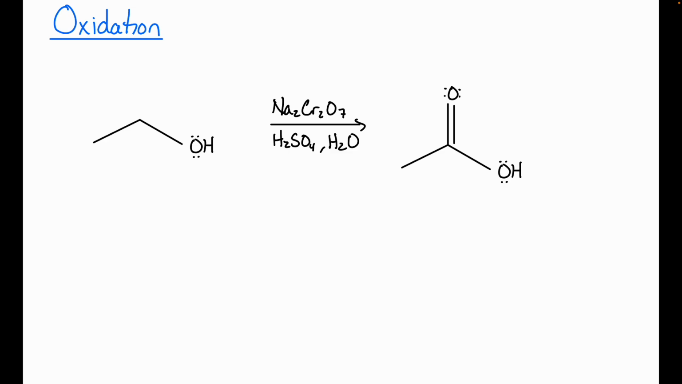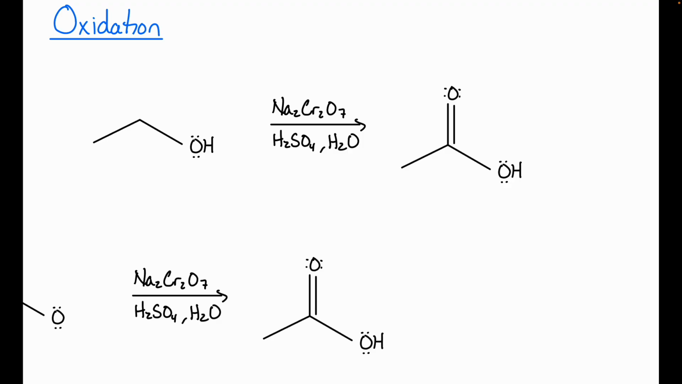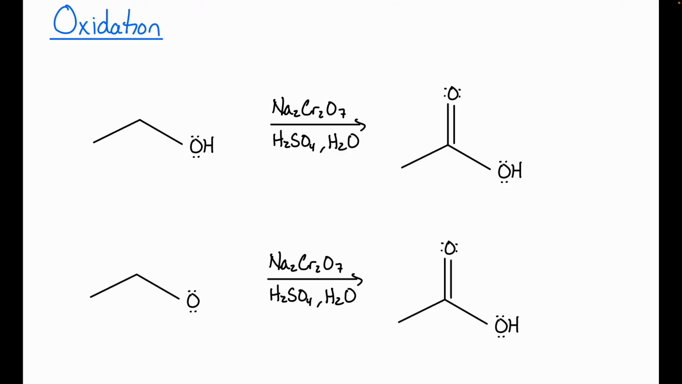We didn't have to start with an alcohol, though. There's another functional group that we can oxidize to a carboxylic acid using these exact same conditions. That would be an even more oxidized starting point. So instead of having a carbon-oxygen single bond, we're going to replace that with a carbon-oxygen double bond. And what did we call these?